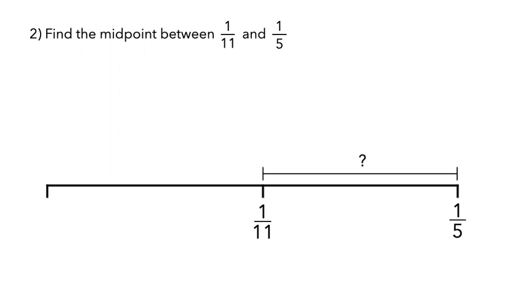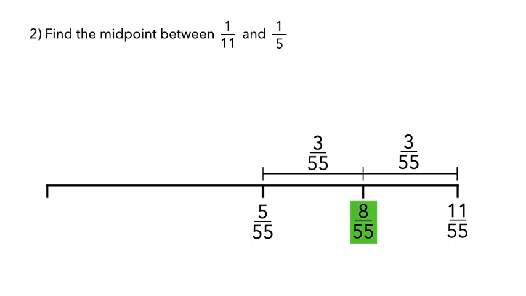So if we convert 1/11 into 55ths, then that would be 5/55. And if we do the same for the 1/5, it's going to turn into 11/55. That gives us a difference of 6/55. Now we want to find the midpoint, so we split that difference in half, which is going to be 3 and 3. And we can do 5/55, add the 3, gives us 8/55.